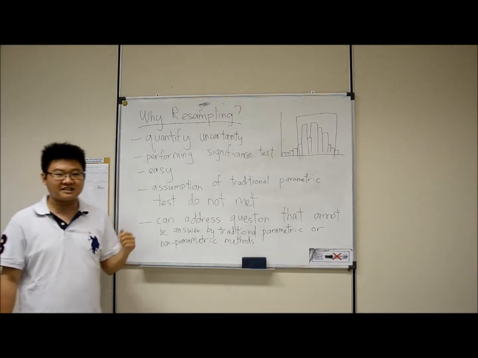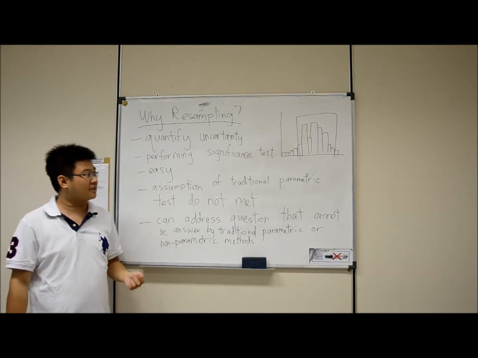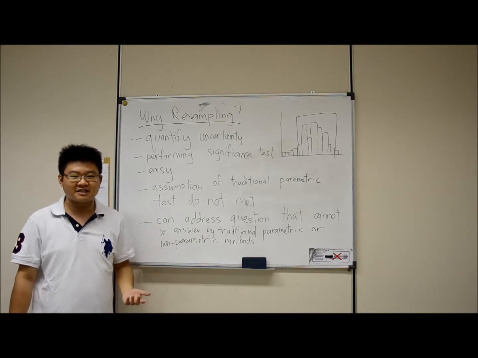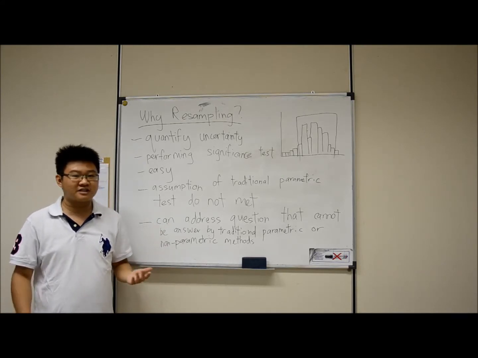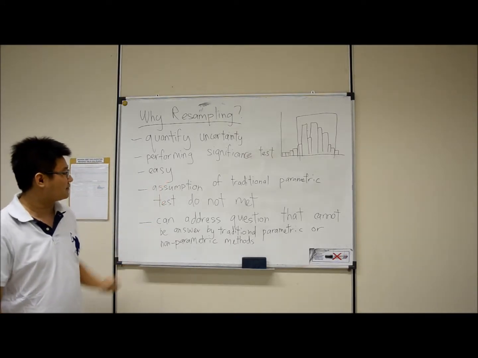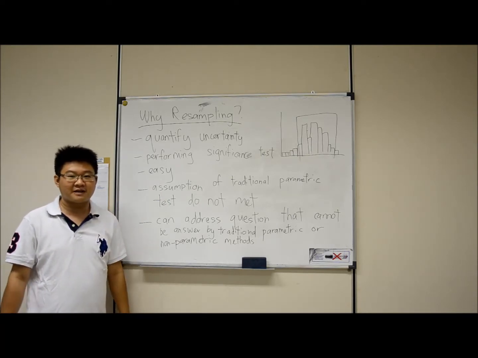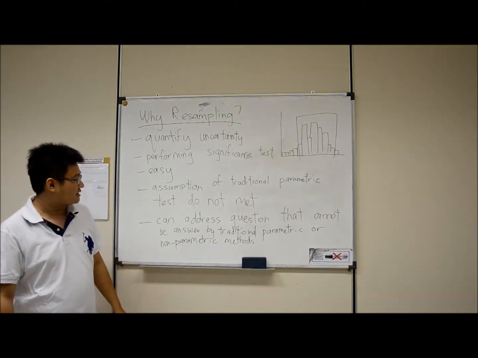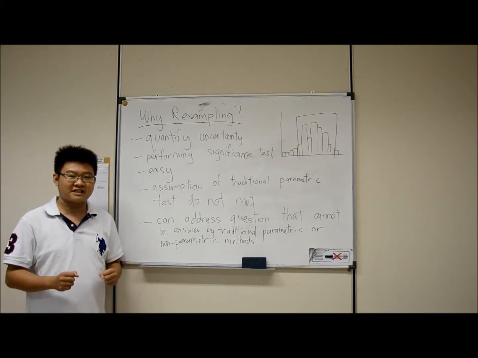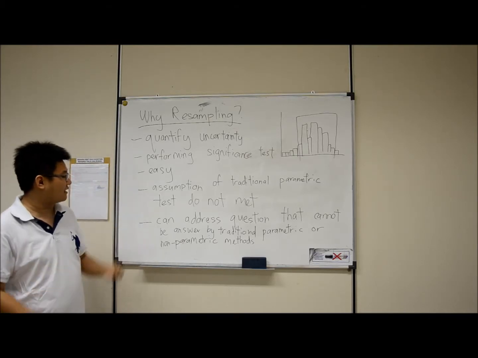Thirdly, it is easy to perform. Why can we say that it is easy to perform? Because, for example, the bootstrap is just concrete numbers that we can analyze using the tools we are usually familiar with, that is the histogram. The fourth point is that the assumptions of traditional parametric tests may not match, such as when the sample size is small with a non-normal distribution. So we can use resampling.